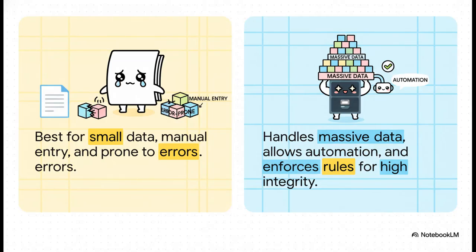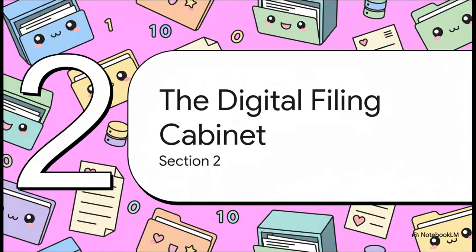So let's really put them side by side. On the left, you've got spreadsheets. Great for small, manual stuff. But they're super prone to errors. We've all made a copy-paste mistake, right? That's what we call low data integrity. But on the right, you have databases. These things are built to handle massive, massive amounts of data. They allow for automation, and this is key, they enforce rules to keep your data accurate. That gives you high integrity. The bottom line is, when your data grows up, it needs a more powerful home, and that home is a database.